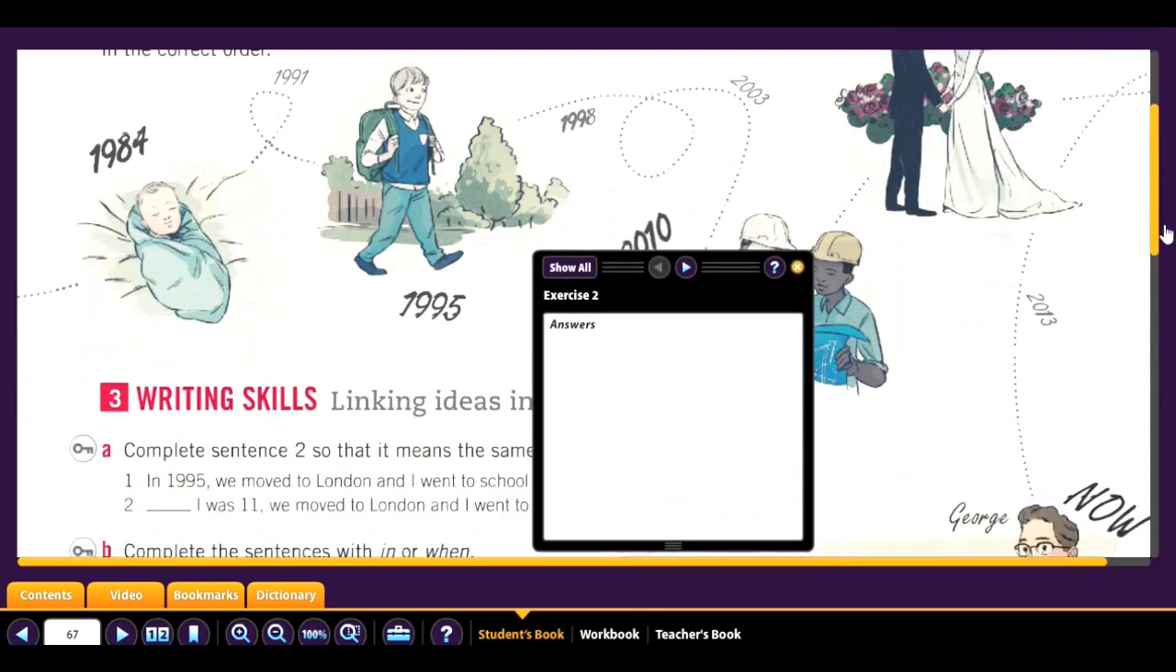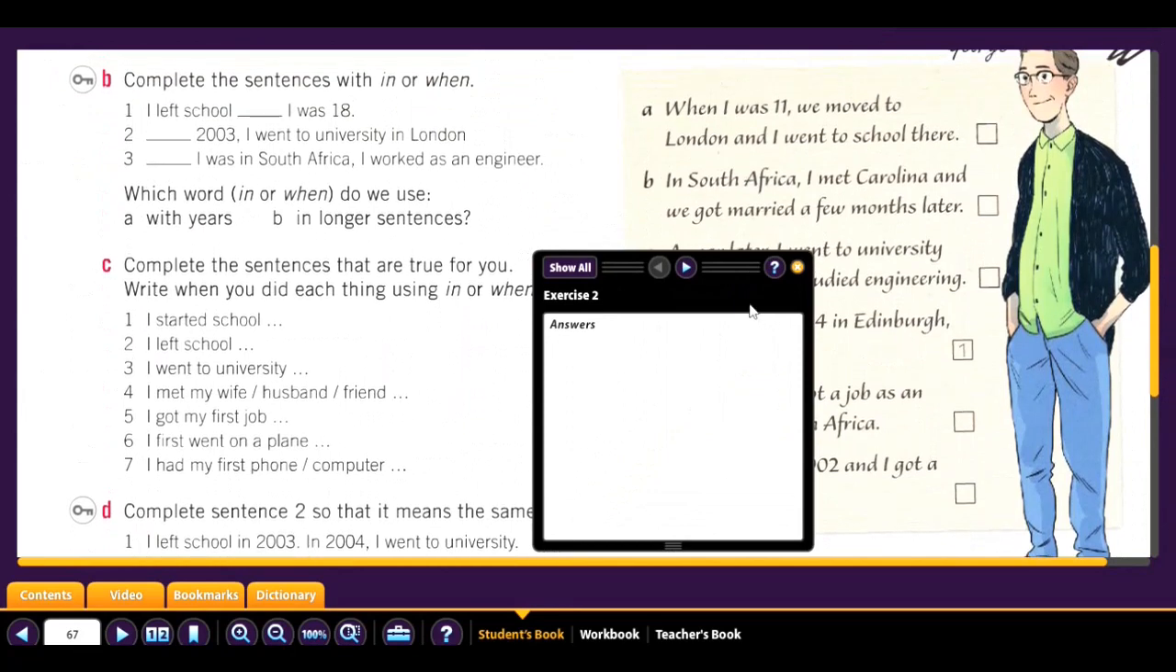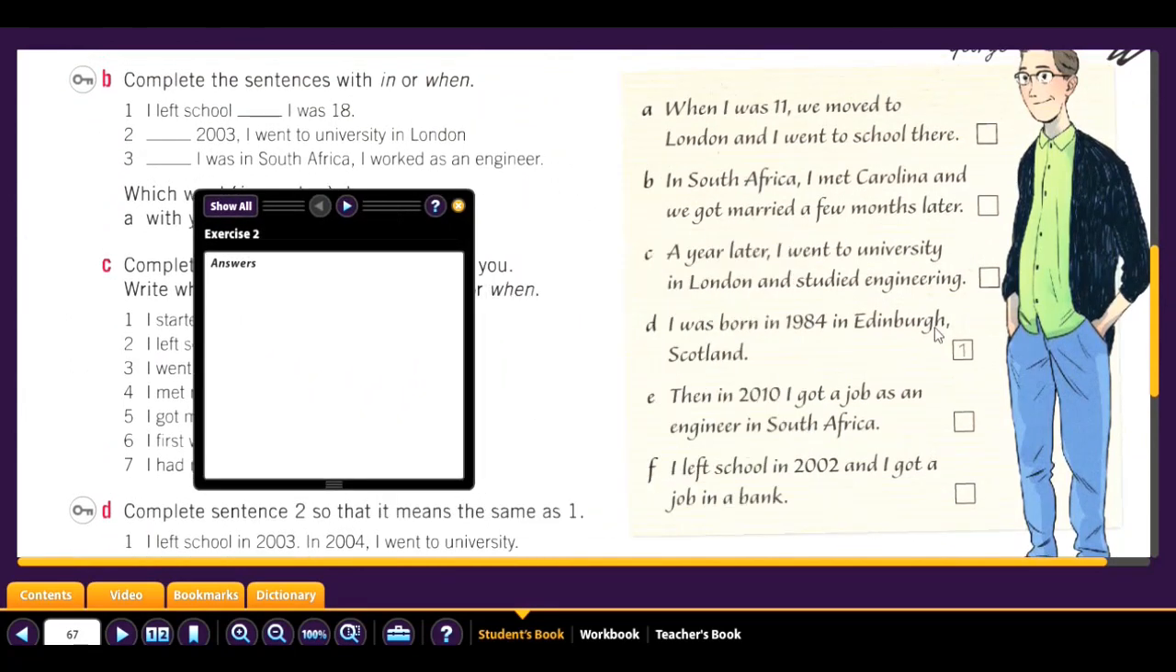Okay, so we've got the first. Tenemos la primera ya. I was born in 1984 in Edinburgh, Scotland. Number two, when I was 11, we moved to London and I went to school there. Three, I left school in 2002 and I got a job in a bank. A year later, I went to university in London and studied engineering. Then in 2010, I got a job as an engineer in South Africa.